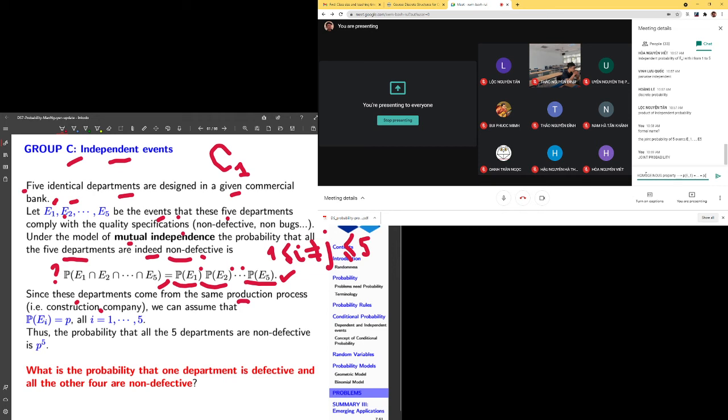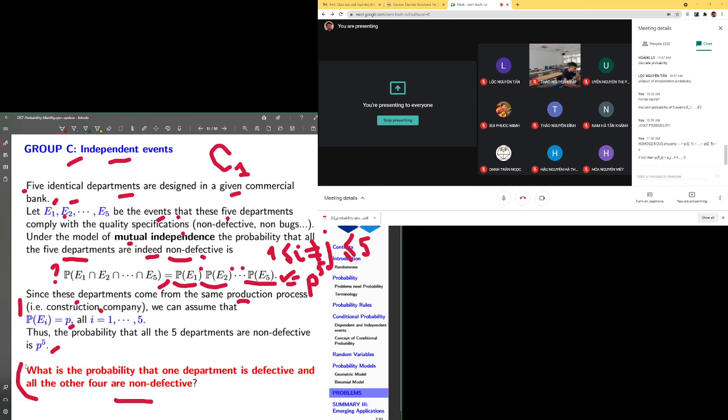If they are not homogeneous, then you have to write a different parameter for each different department. In this case, we assume homogeneity, okay. So this is the real question for this problem. After you understand everything now, this is the question, okay.